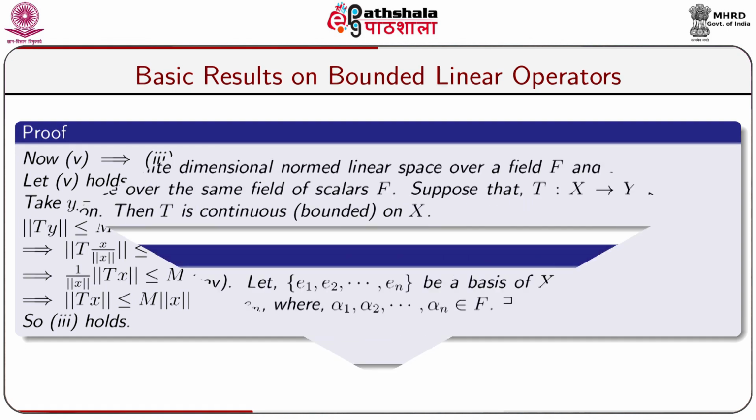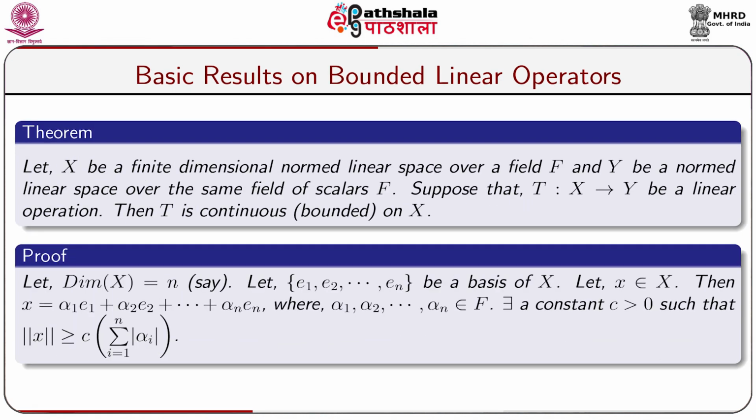Show 3 holds. Let us take a theorem. Let capital X be a finite dimensional normed linear space over a field capital F, and capital Y be a normed linear space over the same field of scalars capital F. Suppose that T from capital X to capital Y is a linear operator, then T is continuous, or rather T is bounded on capital X. Now let us take a proof.